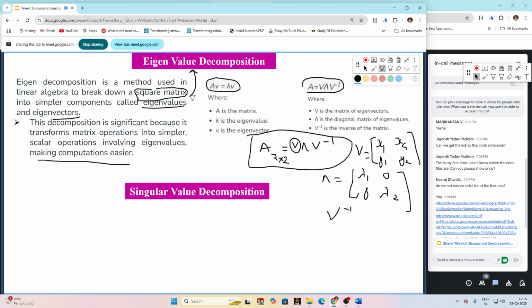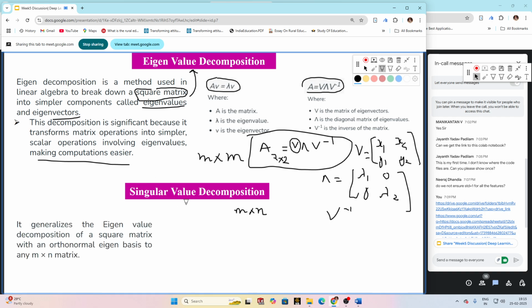But what happens if our matrix is not square? Here our dimension should always be m cross m. Okay, that is a square matrix. But what if our dimension is m cross n? That is a rectangular matrix. So singular value decomposition generalizes the eigenvalue decomposition of a square matrix with an orthonormal eigenbasis to any m cross n matrix. So the eigenvalue decomposition can be done only on a square matrix, but singular value decomposition can be done for an m cross n matrix, that is any rectangular matrix.